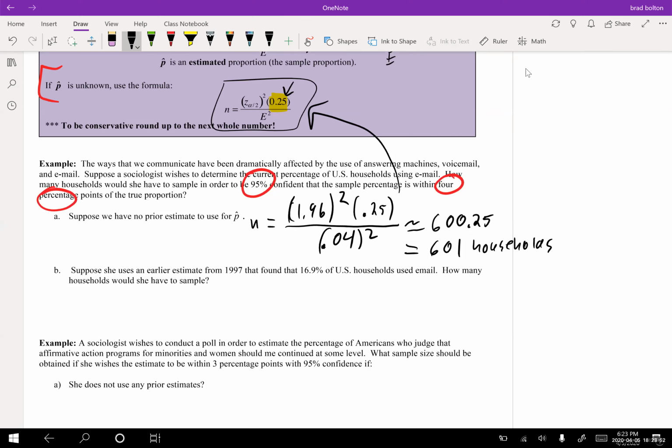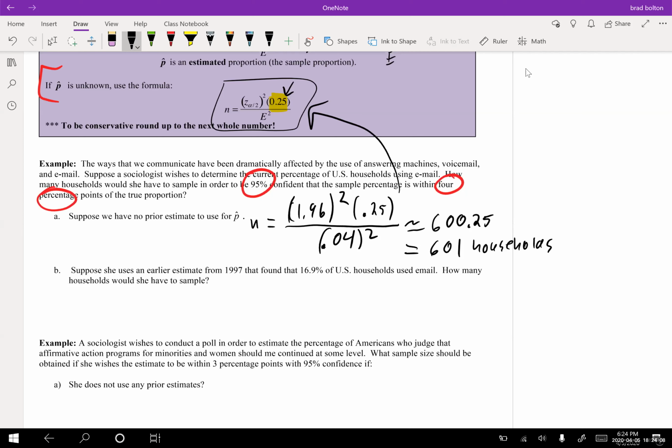Okay, so it would take 601 households. Now I know you would say, technically 600.25 rounds down, right? But we're trying to err on the side of caution. So we're going to take one more than we need just to be sure that we have a full 600. Okay, so we have 601.